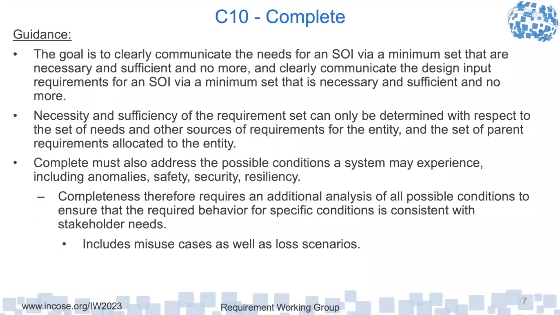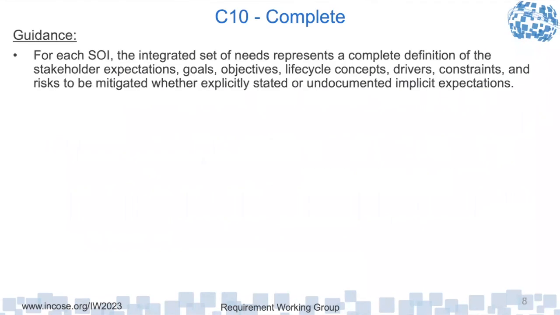So we have to do additional analysis of possible conditions to ensure that the required behavior and the conditions are consistent with the stakeholder needs. And that's a problem. The stakeholders probably have not done that level of analysis. The project team has to do that analysis, because typically what we get from the stakeholders is incomplete and inconsistent. For each system of interest, the integrated set of needs represents a complete definition of stakeholder expectations, goals, objectives, lifecycle concept, drivers, constraints, and risks to be mitigated, whether explicitly stated or undocumented implicit expectations.